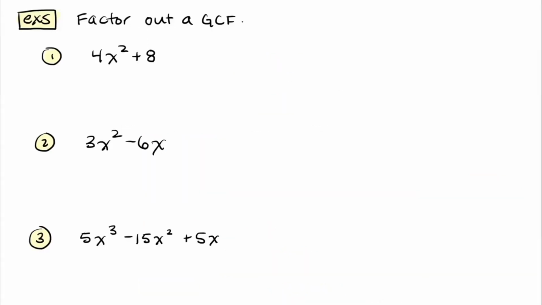Okay, so let's go through some examples of first factoring out a GCF. And just to remind you, this GCF here is just shorthand for greatest common factor. So we have to have the greatest thing that is a common factor to all of the terms, so something that divides all of the terms.